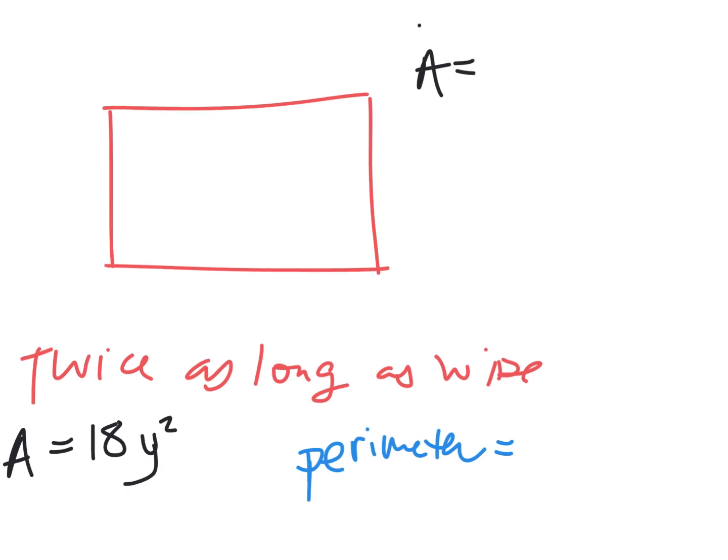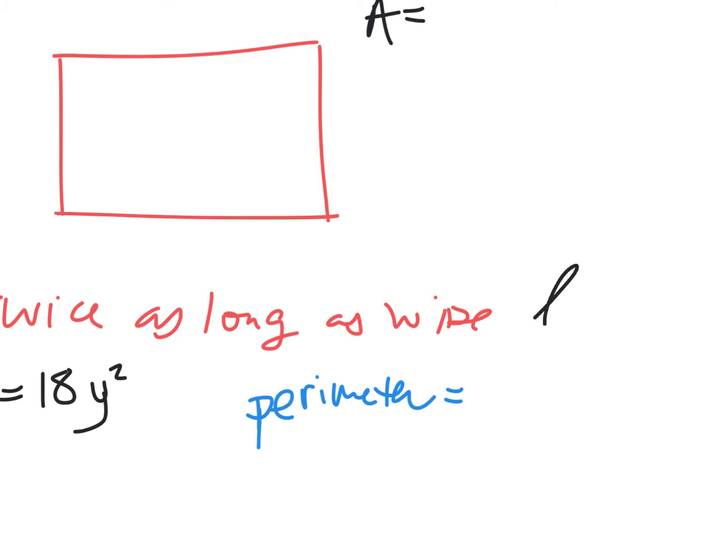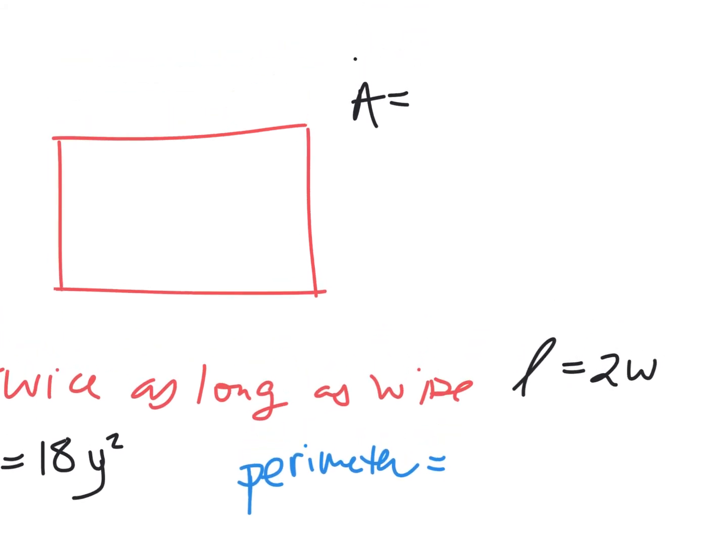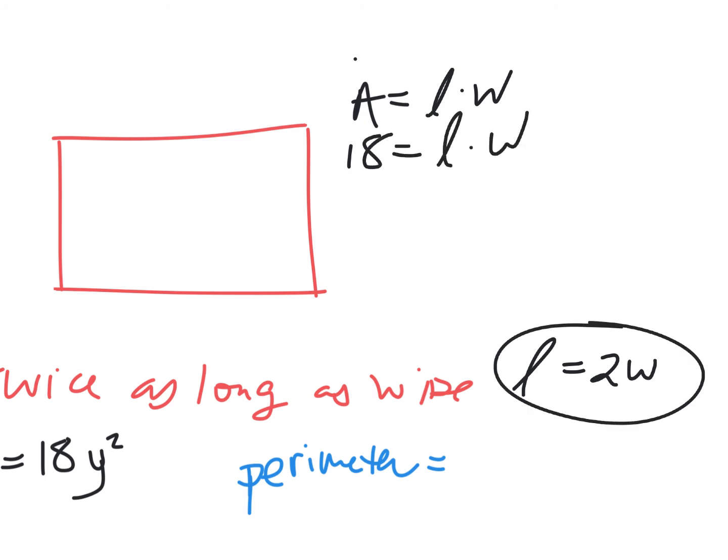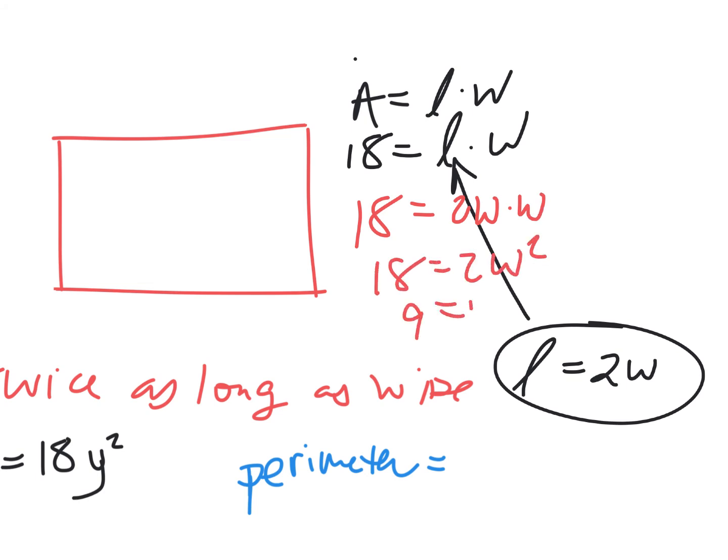If it's twice as long as it is wide, that means the length, the long side, would be twice the width. Now, if I go into the other equation, area is length times width. Well, here's a fact about your area. It's 18. 18 equals length times width. And then this equation can go up into this equation, and the L is twice W. So then all of a sudden, I have 18 equals, instead of the L, I can put 2W times W. So 18 equals 2W squared. So 9 equals W squared.